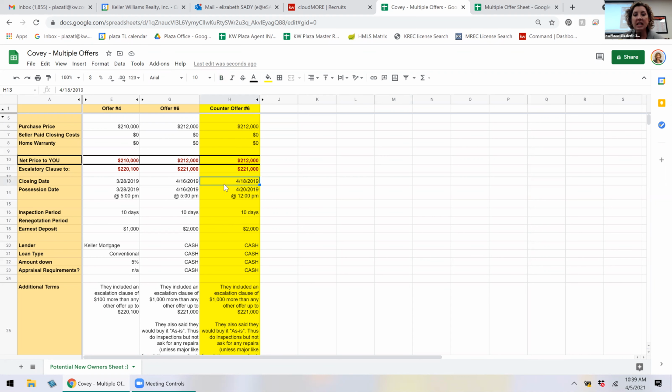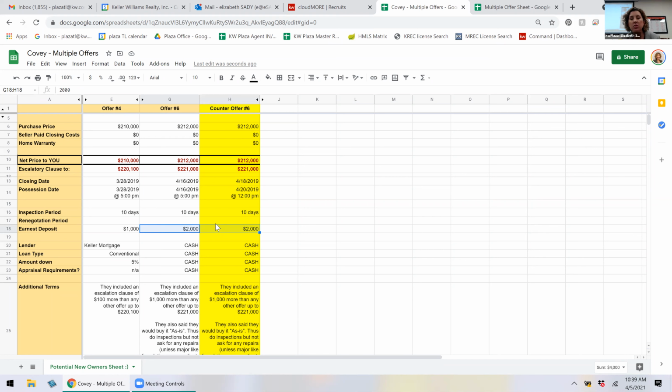As you can see, we did counter them on closing and possession. So their original offer was for $4/16 with possession at 5 o'clock on the 16th. We countered them with closing on the 18th with possession at noon on the 20th. We didn't counter them on inspection period. We didn't counter them on earnest. But again, this is all a reminder to yourself of, hey, do you think I could get them to a 7-day inspection period?